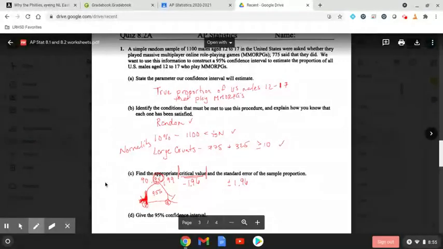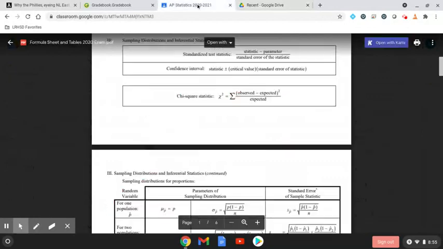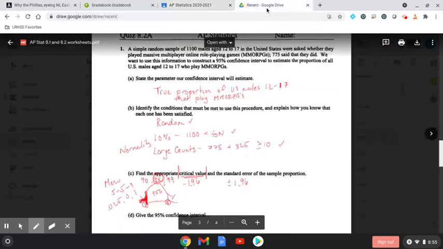Again, to do that, I did menu 553, inverse norm. My area was the left tail, and I left the mean and standard deviation as 0 and 1. Now, our standard error. Let me go back to the formula sheet. So it's the square root of p hat times 1 minus p hat divided by n. All right. So again, p hat here is our sample proportion.